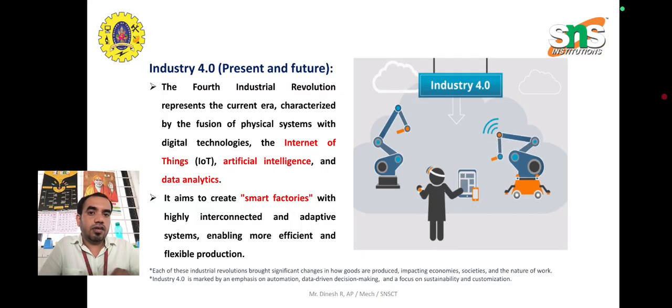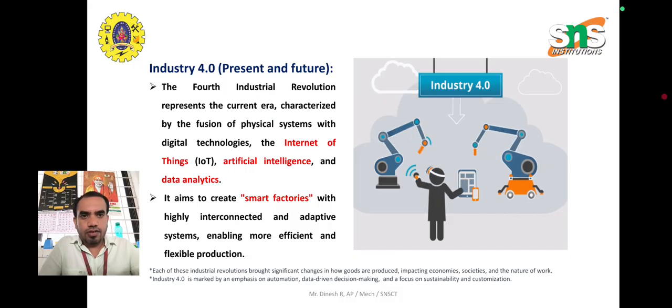Okay, so in Industry 4.0 there are a lot of technologies that play a role, and each and every technology is important for Industry 4.0. The fourth industrial revolution represents the current era, characterized by the fusion of physical systems with digital technologies. Okay, simply the internet, IoT, AI, data analytics and ML, all these technologies play a major role in Industry 4.0. Okay, it aims to create smart factories, which are highly interconnected and adaptive systems, enabling more efficient and flexible production. Okay, so simply this is what Industry 4.0 is.